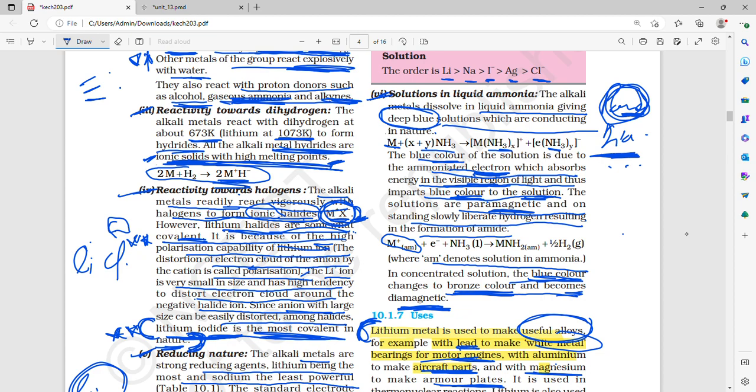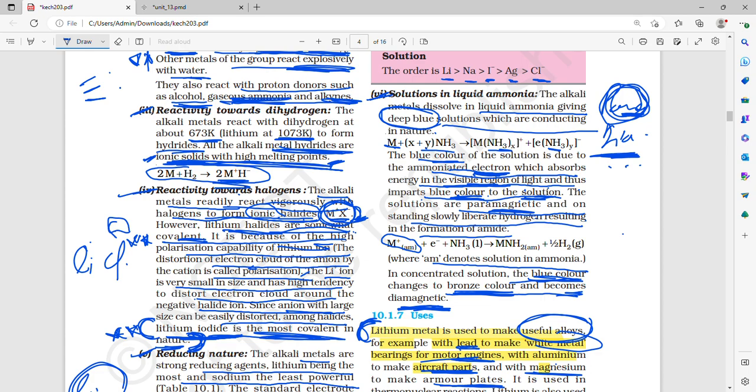So the blue color of the solution is due to the ammoniated electron, which absorbs the energy in the visible region of light and thus imparts blue color to the solution. The solutions are paramagnetic, that is, they have unpaired electrons, and on standing slowly they liberate hydrogen resulting in the formation of amide. Here Am denotes solution in ammonia. In concentrated solution the blue color changes to bronze color and it becomes diamagnetic, that is, paired electrons.